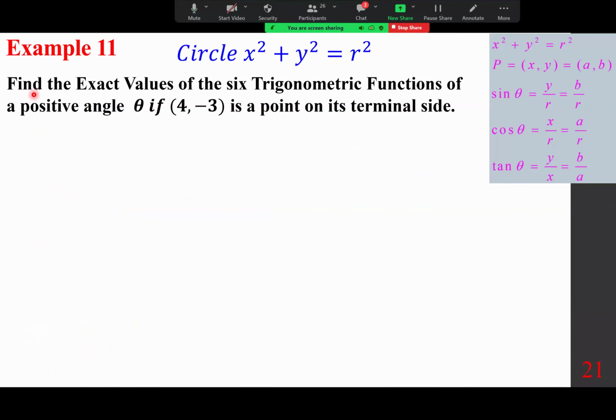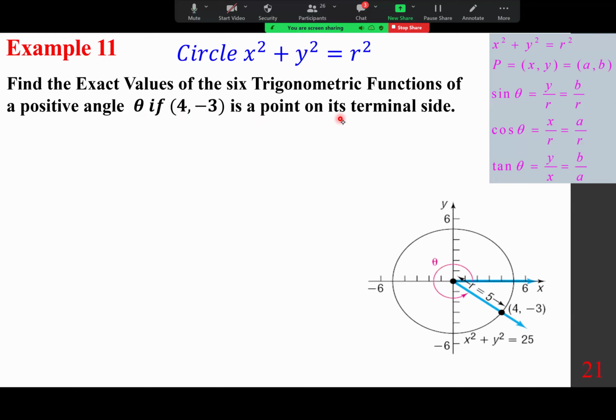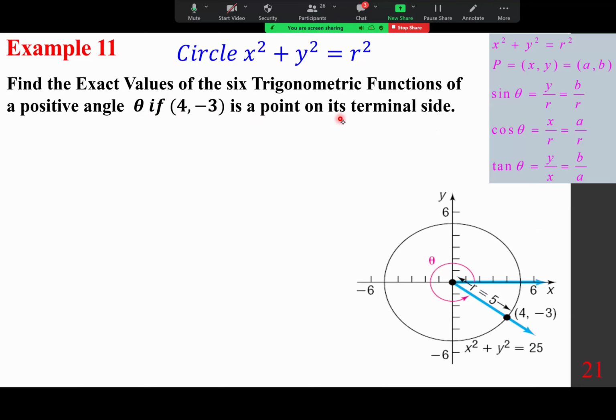So for example, we want to find the exact value of the 6 trigonometric functions of a positive angle theta with coordinates 4, -3 as a point on its terminal side. So it's really a good idea to pinpoint the point. And now it's on x squared plus y squared equals 25. The reason is because you have to figure it out. And the way you figure it out, this has coordinates 4, -3. So you go with x squared plus y squared equals r squared. So the point with coordinates x and y, or a and b, with coordinates 4 and -3. A is 4, b is -3.